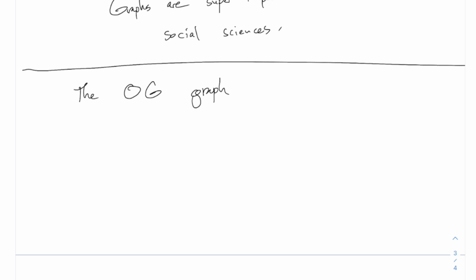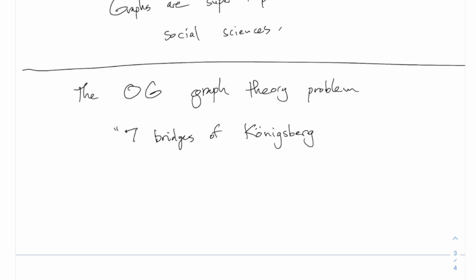The OG graph theory problem. In terms of the history of mathematics, certainly compared to the other stuff that you learn as a high school math student, which is all quite old, the original graph theory problem was done in the 1700s. This is called the 7 Bridges of Königsberg. This is a city that was in Germany or Austria, something like that. Sorry, I don't know.